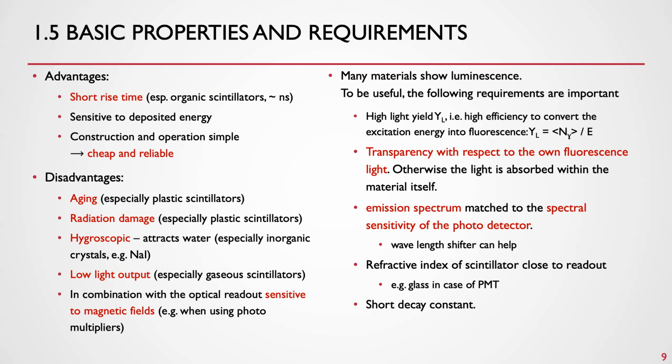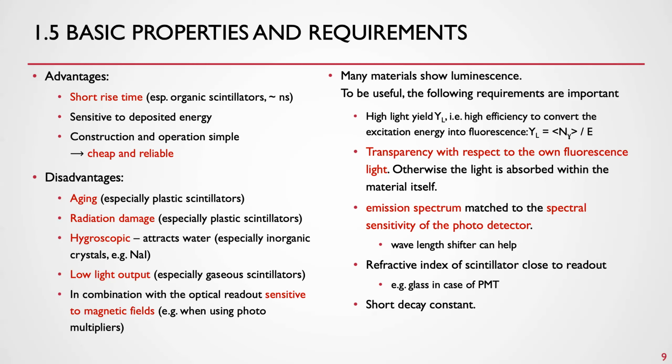In terms of materials, many materials show luminescence. That's the fast emission of light. To be useful, one has to accept certain requirements. Of course, the light yield has to be high. There needs to be a high efficiency to convert the excitation energy from the ionization process into fluorescent light. There must be an efficient process. That's just a statement that the scintillators must scintillate. And the transparency with respect to the fluorescence light must be high. That means that once you create the light, it must be possible for it to traverse the detector. For crystals, there's not much you can do. It either is or is not. For plastic scintillators, those are usually mixtures of different chemicals. In that case, the transparency can be adjusted within limits.